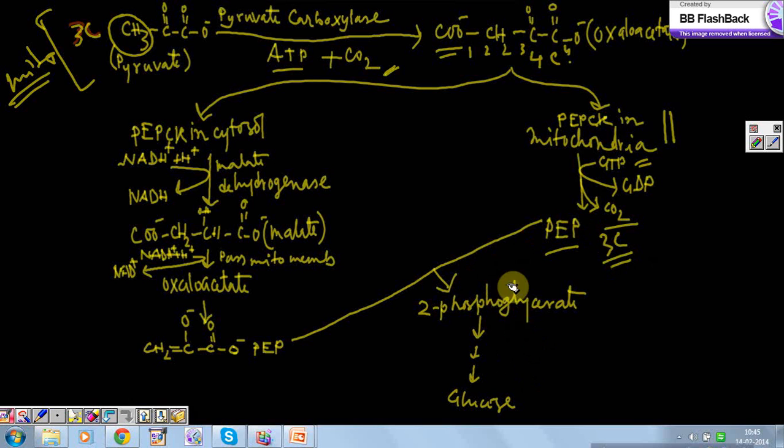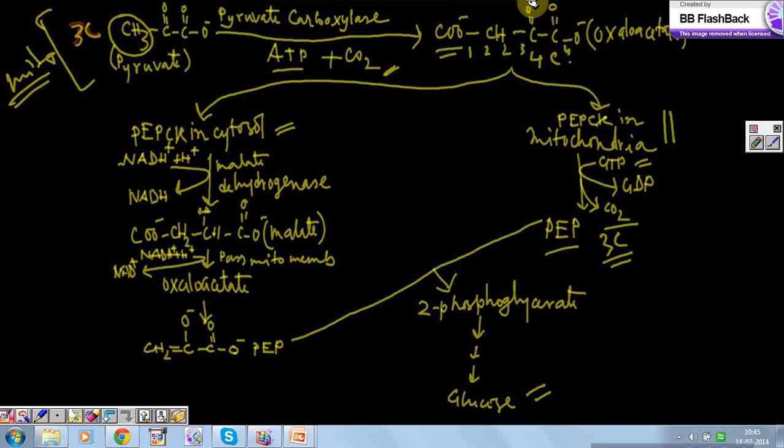And then the subsequent steps of glycolysis in reverse, the subsequent steps of gluconeogenesis, occur, and glucose is produced. But if this enzyme phosphoenolpyruvate carboxykinase is present in the cytosol, then there is a problem, because oxaloacetate cannot penetrate the membrane of the mitochondria. So here what comes into play is that malate is produced. Malate is the reduced form of oxaloacetate.